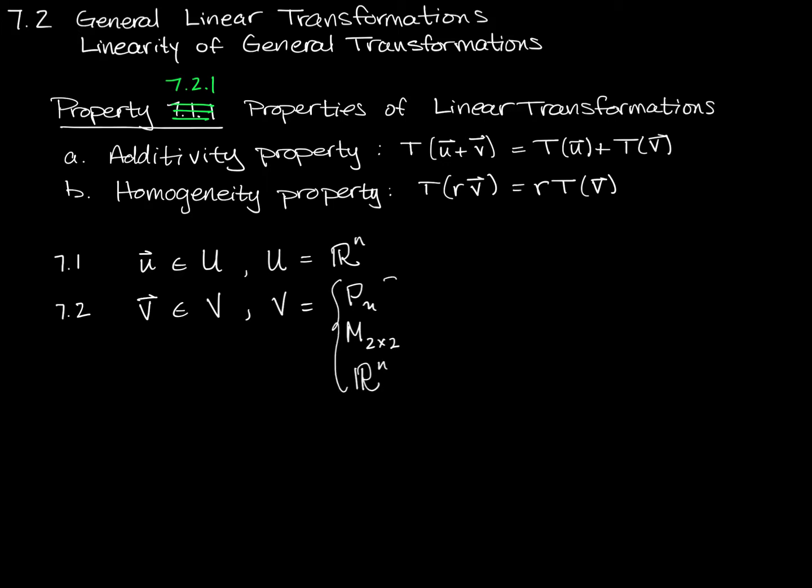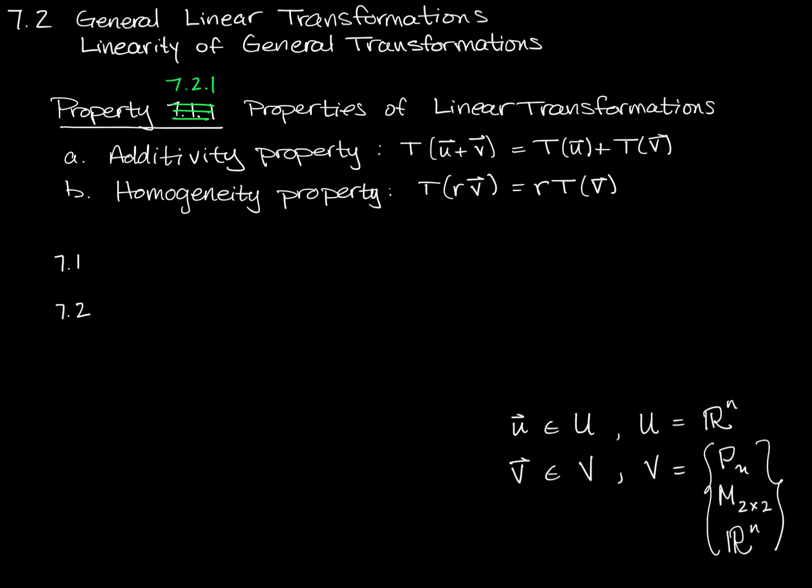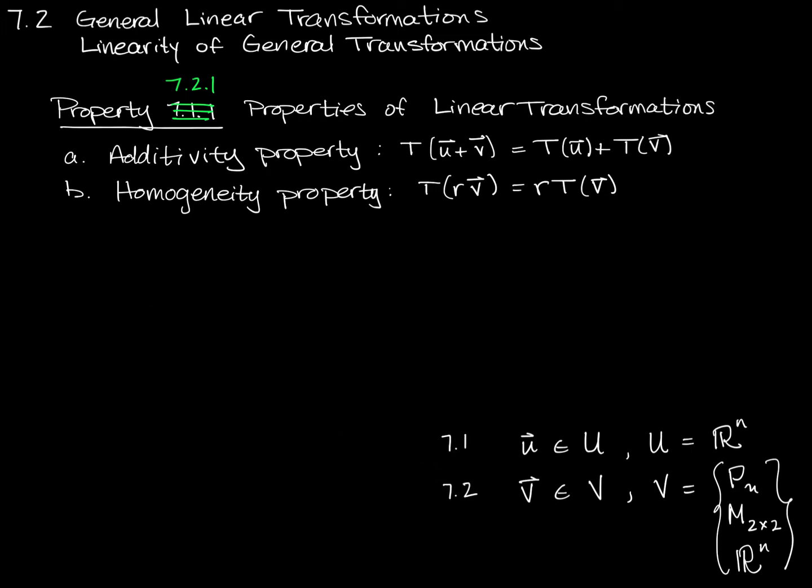So now we have several choices from where to pull our vectors, right? We might be pulling from Rn as we did in 7.1, but we also might be pulling from some other vector space. But the nice thing about property 7.2.1 is that those two properties still apply. There are actually a couple of other properties that are not listed in your textbook that I'm going to go ahead and list here. I'm not entirely sure what this one's called. We'll come back to that in a minute. But one of them is that the transformation of the zero vector is equal to the zero vector.